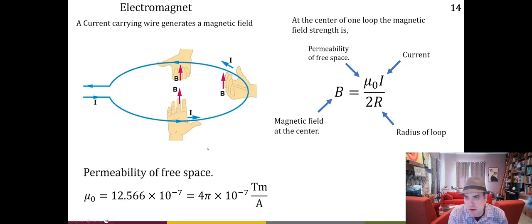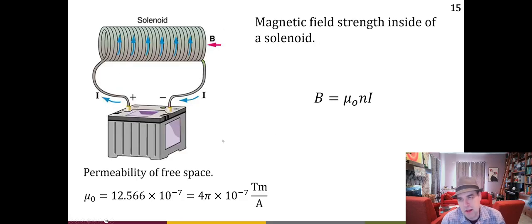Well, if we want to make a very strong electromagnet, we want to do lots and lots of these loops of wire. So we generate something called a solenoid. That just means a bunch of different loops of wire all together. And we can use another equation to calculate what the magnetic field is inside of this solenoid. So again, this is inside the solenoid, not around it, okay?